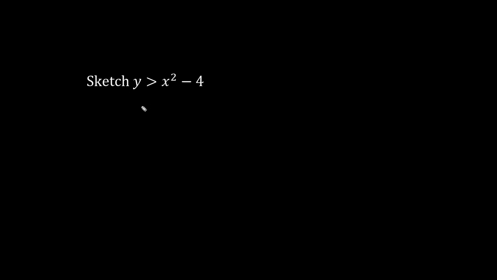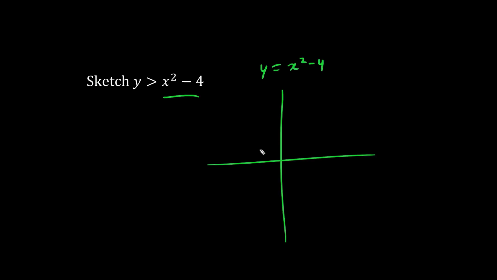Let's now sketch a solution region involving quadratics. When y equals x squared minus 4, we know how to draw a happy face. Shift it down 4 units. 1, 2, 3, 4. So we have a nice happy face that looks like this.